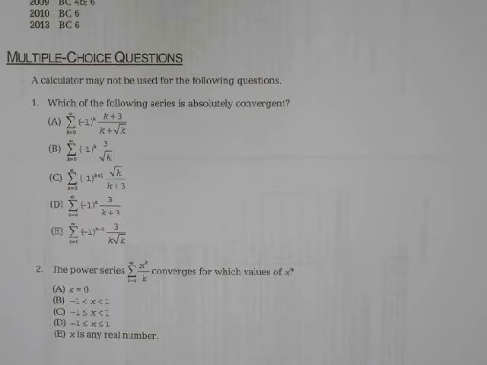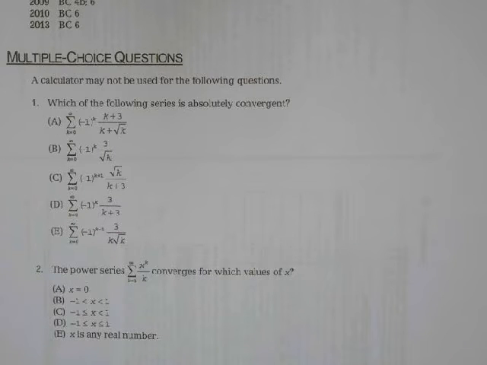All right, we're on to Unit 8. So this is the series unit. First question, which of the following is absolutely convergent? And so we have two different ways we can go about proving absolute convergence. We can use the ratio test or the root test, because when those are convergent, they're absolutely convergent.